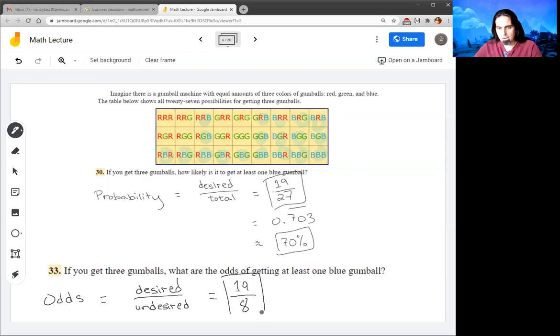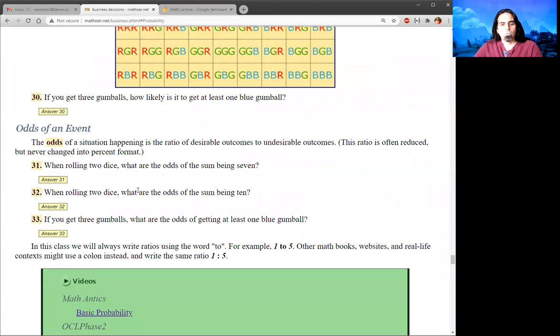And there's no common factor to reduce by. So we could write it 19 colon 8, or we could write it 19 to 8 with the word "to." All of those are good ways to write this. So that's odds.